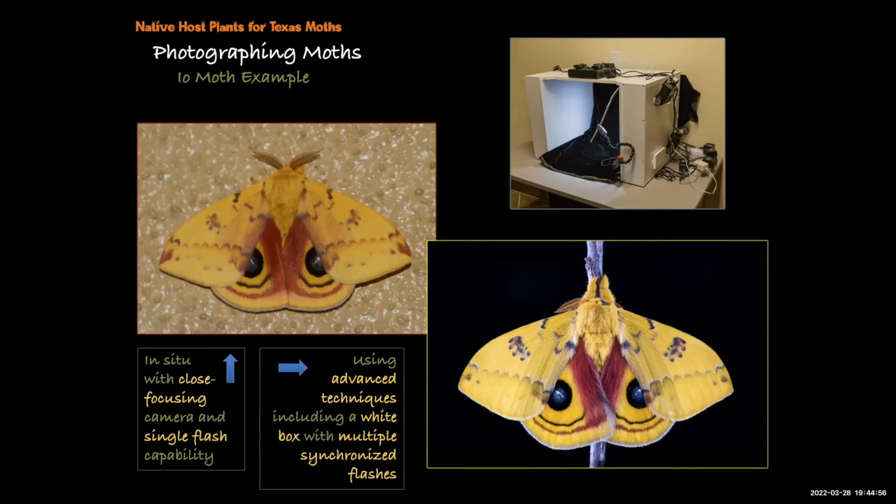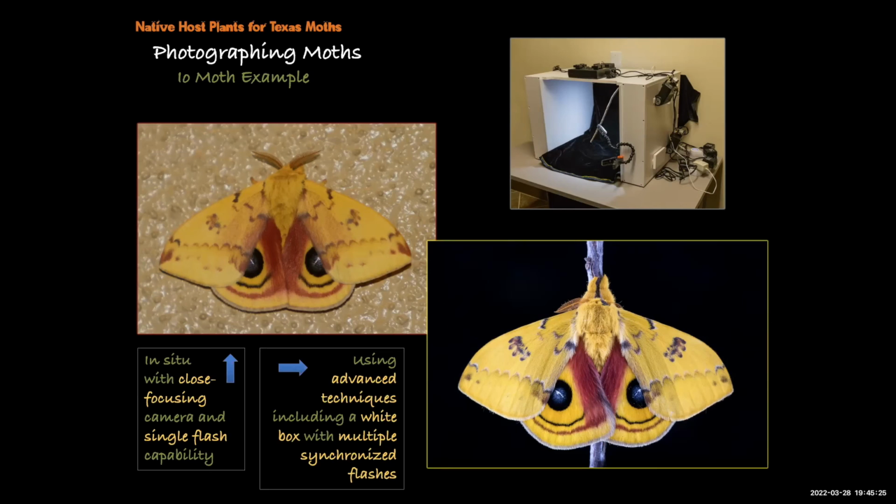Photographing moths is an interesting thing to do. The picture on the left is an Io moth that was taken just with a close focusing SLR camera and a single flash out on our back porch on a stucco wall. And as you can see, there's shadows. The stucco itself is kind of shiny, so it isn't a super attractive photograph. The colors are kind of muddled.